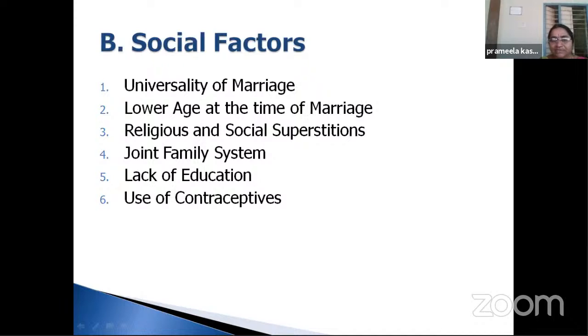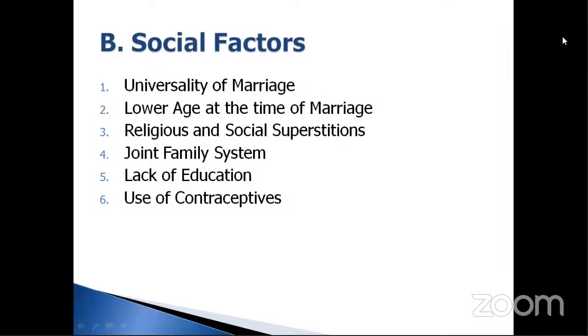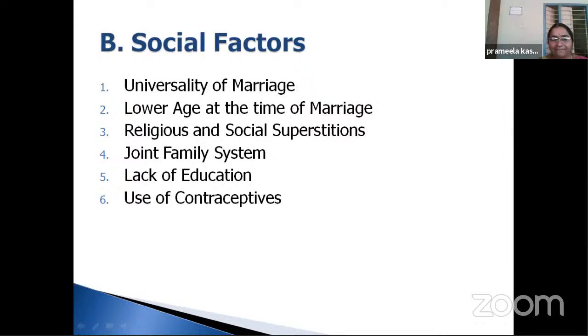Automatically, it increases the birth rate in the economy. So whenever we increase the age of marriage, it is possible to reduce the birth rate in the economy. So, due to the lower age of marriage, population explosion. Next, the third one, religious and social superstitions.